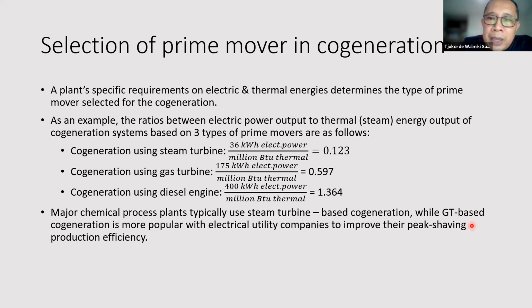While GT-based cogeneration is more popular with electrical utility companies to improve their peak shaving production efficiency. Again, this is just a rule of thumb. You should not keep in mind that all chemical process plants will automatically select steam turbine-based cogen. That really depends on the situation.